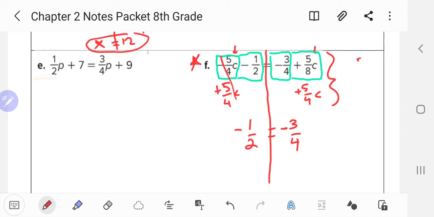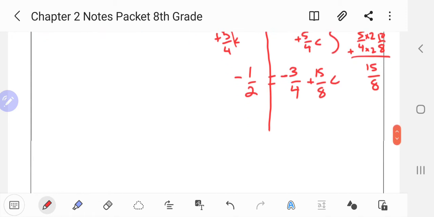I'm gonna go 5/8 plus 5/4. Need a common denominator. I think my 4 and 8 both go into 8 evenly. I can leave that top one as 5/8. I gotta multiply by 2, that's 10/8. So 5/8 plus 10/8 gives me 15/8. All right, so I'm left with on this side 15/8 C. Now I have a two-step equation.